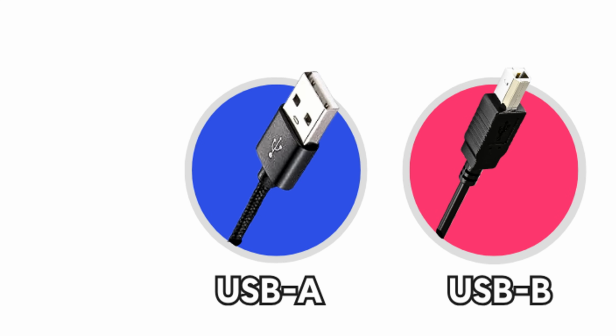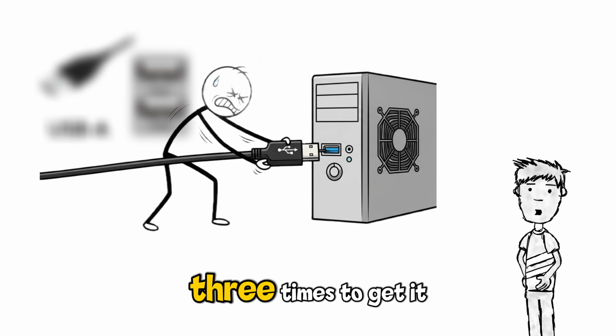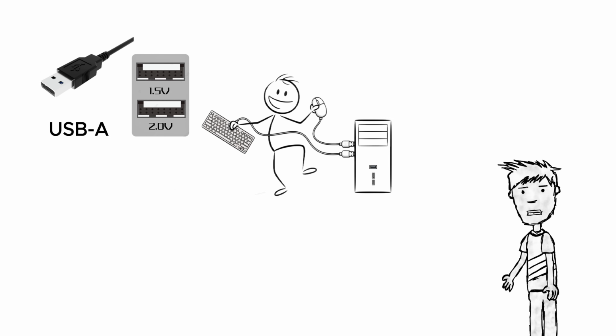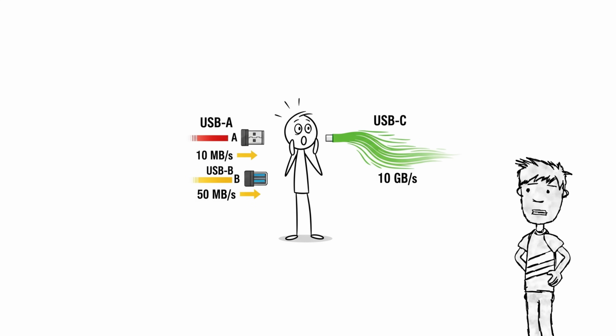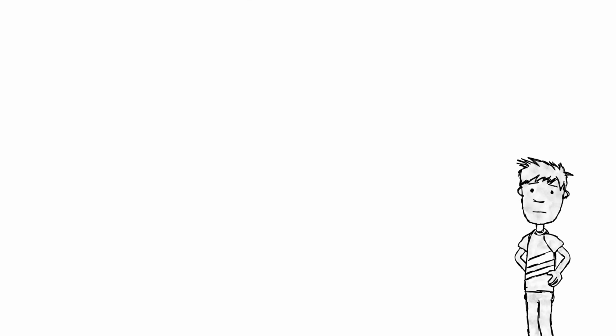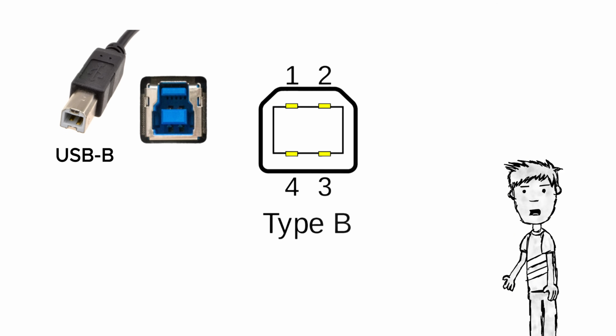USB family. USB-A is that classic rectangle plug you still have to flip 3 times to get it in right. It's used for almost everything, from keyboards and mice to memory sticks. Though they all look the same, their speeds can be wildly different, so you have to read the tiny print on the box.